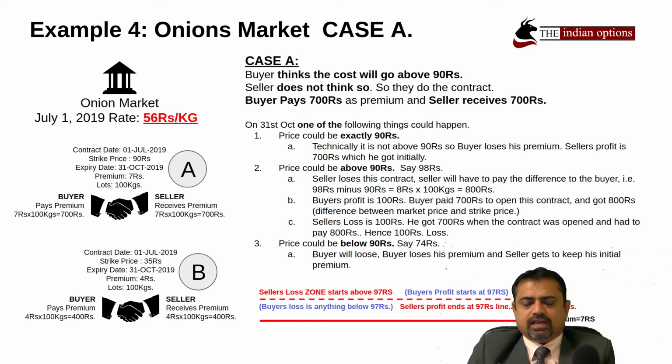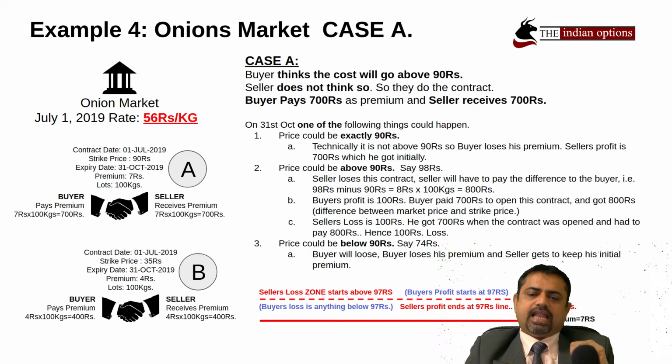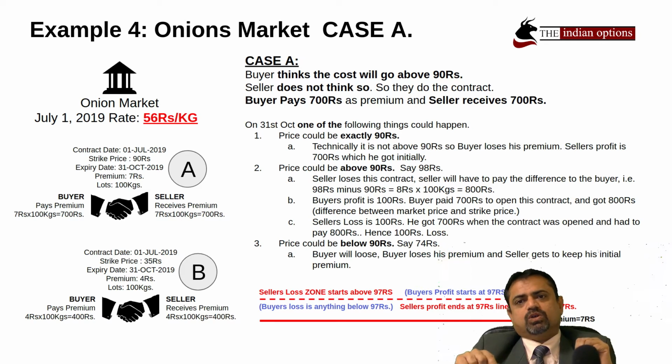Now if you see the thick red line, that is 90 rupees, right? Now there is a dotted line which is at 97 rupees. Why 97? That is because I have added the 7 rupees premium to it, right? So now this line is actually deciding who is going to make how much profit and how much loss, right? So if you see what I have written in red, the seller's loss zone will start above 97. Why? Because he has got 7 rupees already. So 90 plus 7, 97.